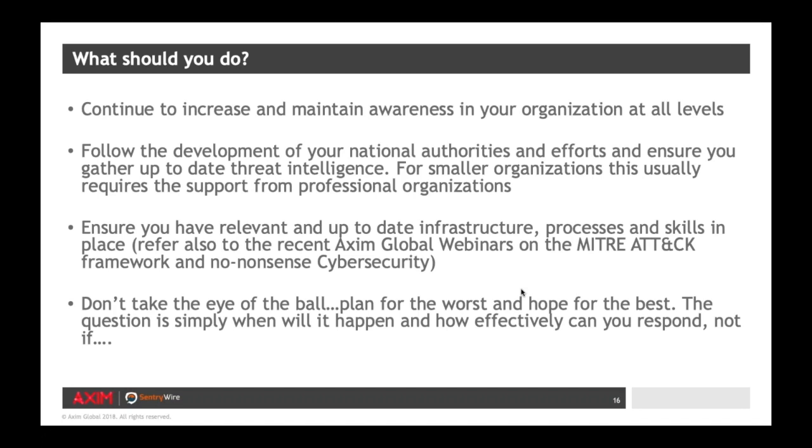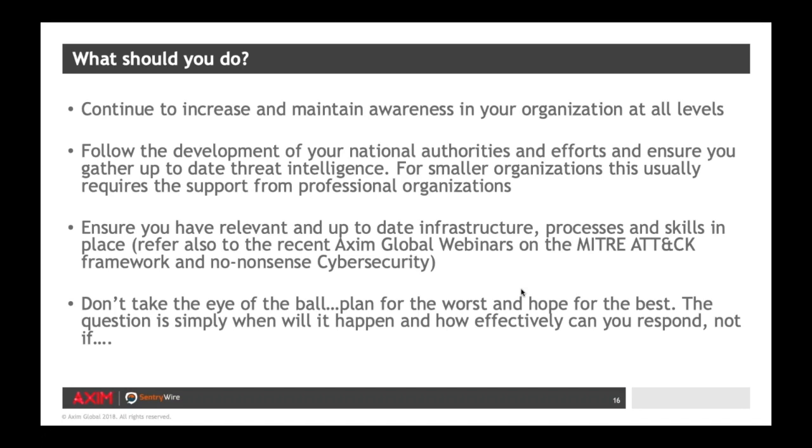You should definitely also have a look at your infrastructure and make sure that you've got an up-to-date infrastructure. You've got all the components and the processes in place, as well as the skills. And if you can't afford the skills because you're too small, then again, turn to professional organizations to help you with that.